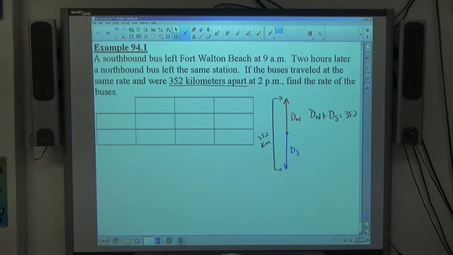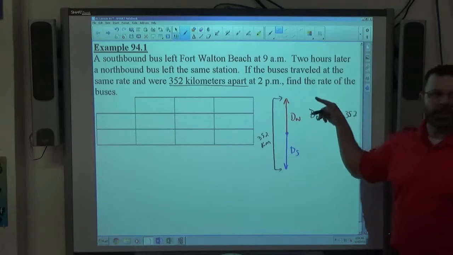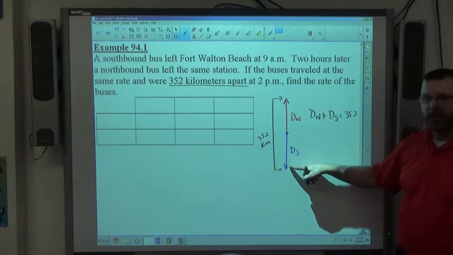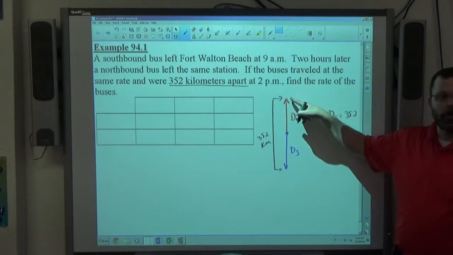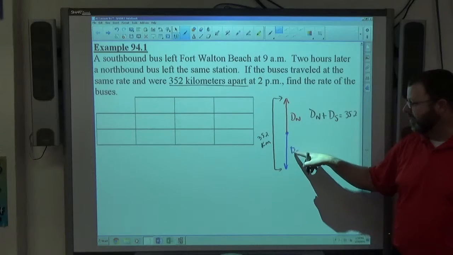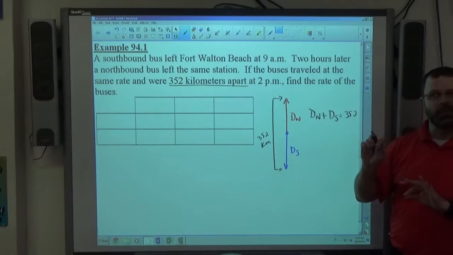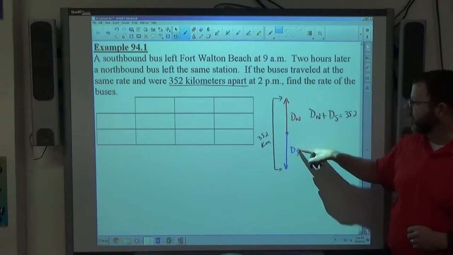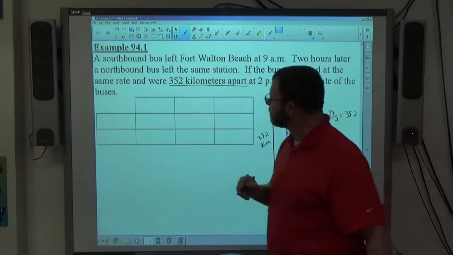And again, at no point in time did I care about what time they left, how fast they're going, anything like that. All I care about is how far do they go. This one went south, I don't know how far. This one went north, I don't know how far. So I've used variables to represent them. And just like before, I'm using d sub s, d sub n, d for distance and subscripting to make it meaningful. So anything about the southbound is sub s, anything about northbound is sub n.